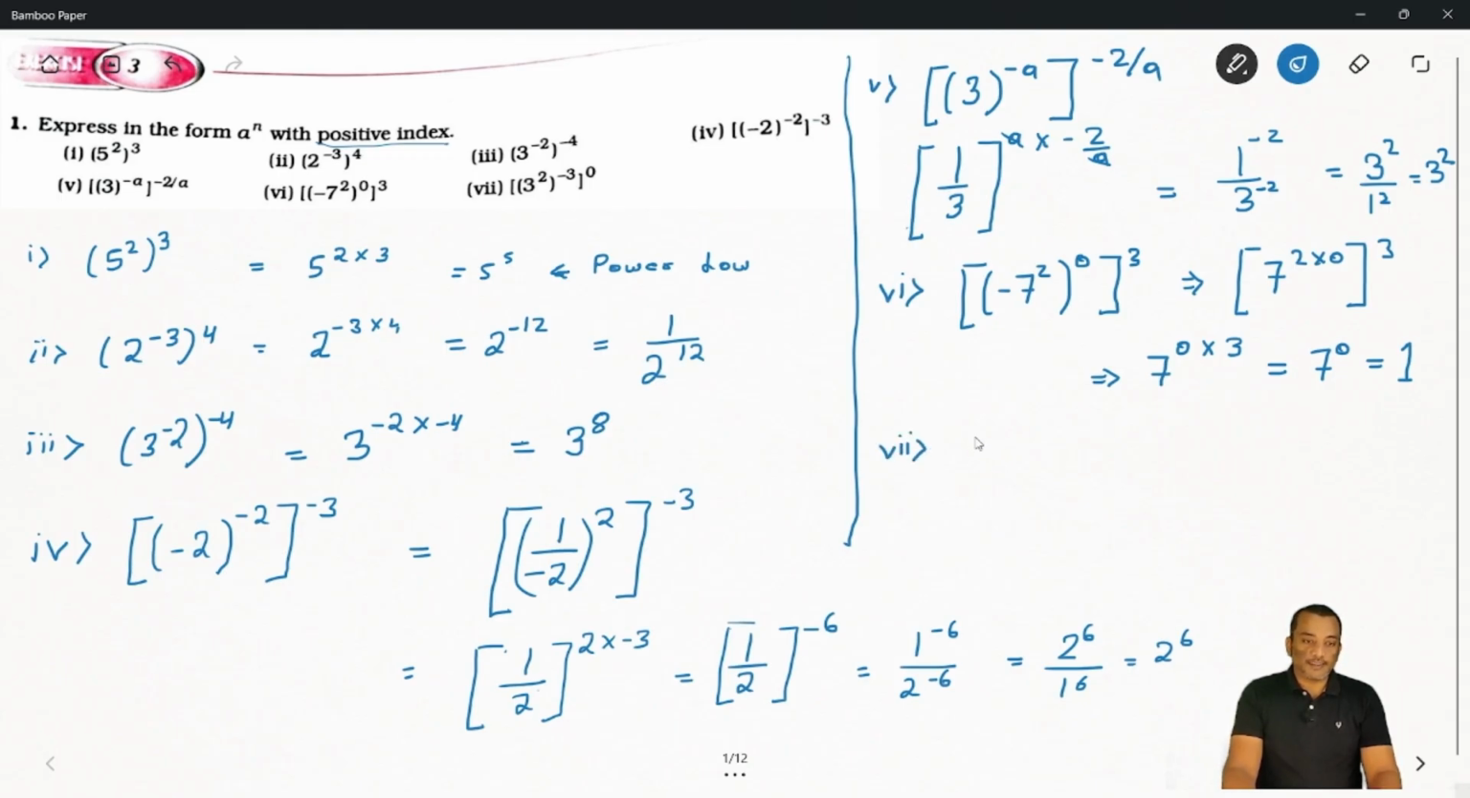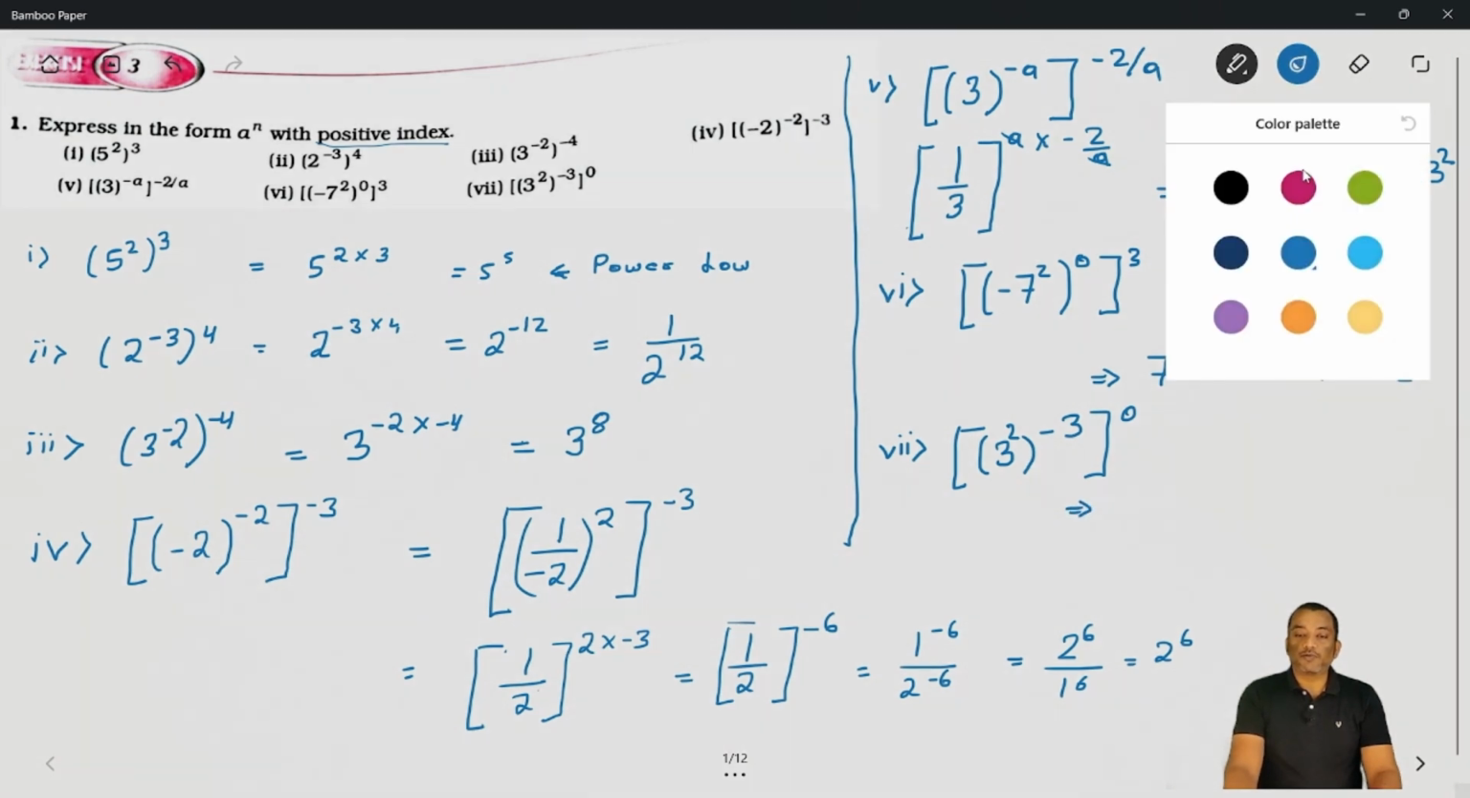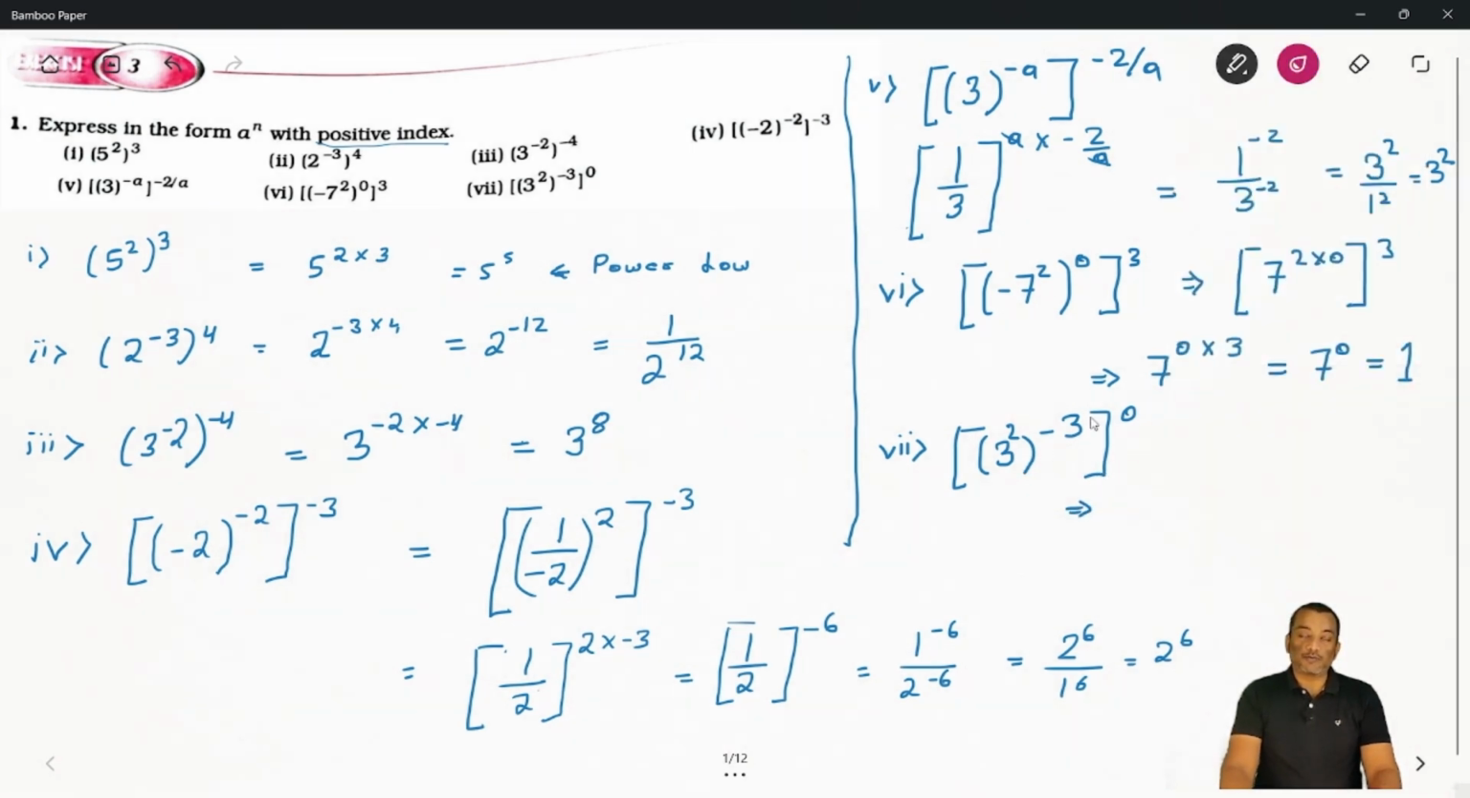So 7th one, it is saying again you have a square bracket, and inside that one 3 square and then -3 and whole power is 0. So again here first what we have to apply? First we have to solve the BODMAS. First we have to solve the small bracket. So we can say square bracket 3 and their power 2 is multiplied with -3, and outside you have a 0.